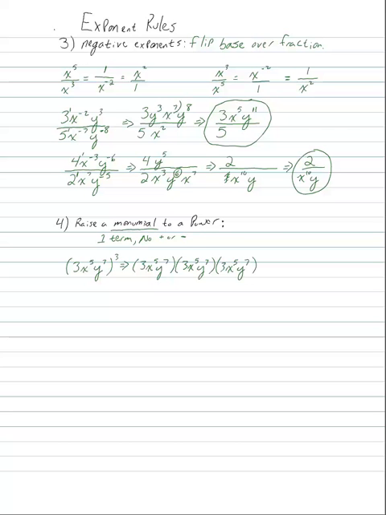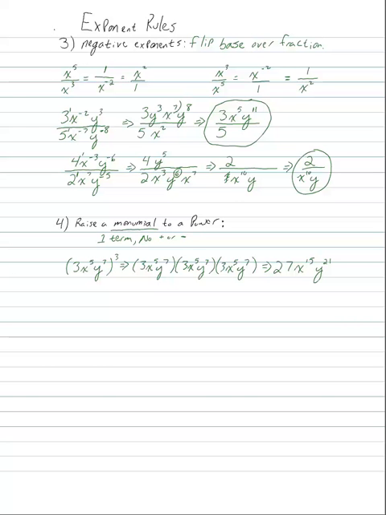Okay, I can multiply common bases. I've done this by now. So 3 times 3 times 3 should give me 27. X to the 5th, x to the 5th, x to the 5th, add them. I'll get x to the 15. y to 7, y to 7, y to 7, add them. I'll get y to 21.